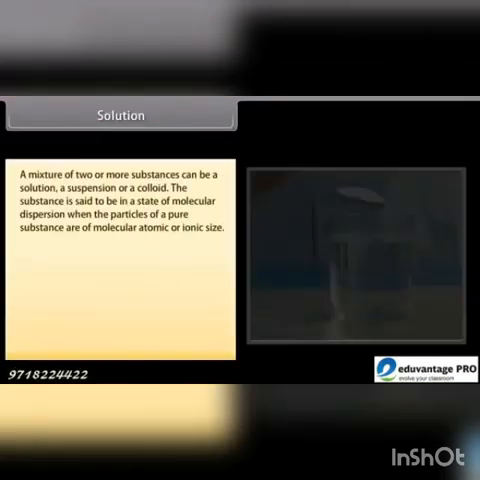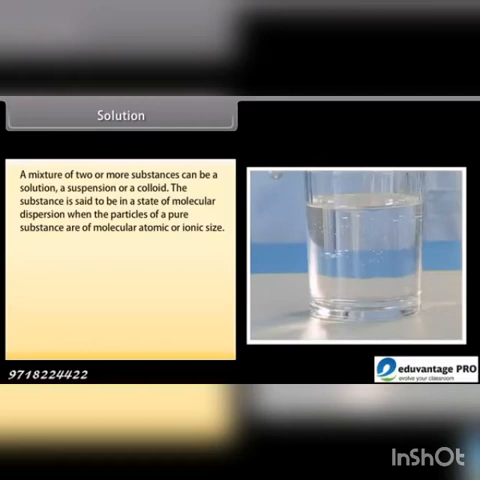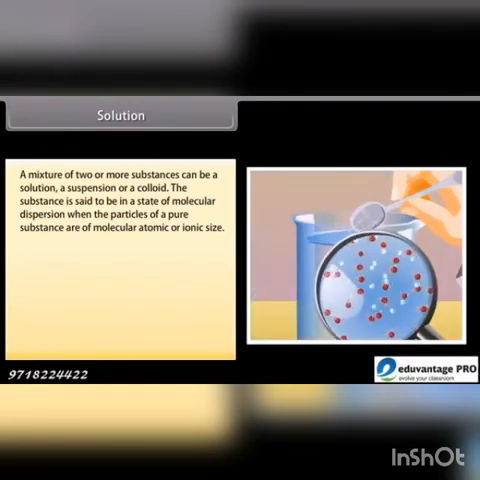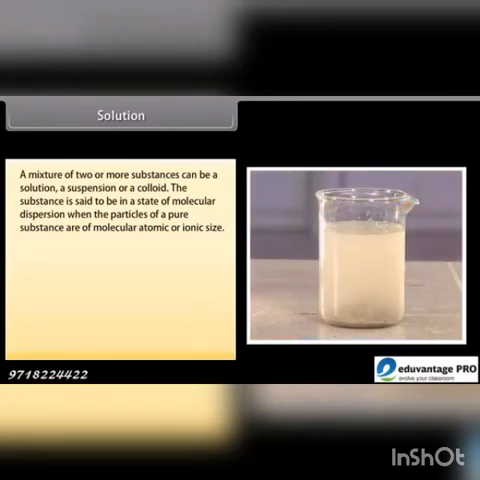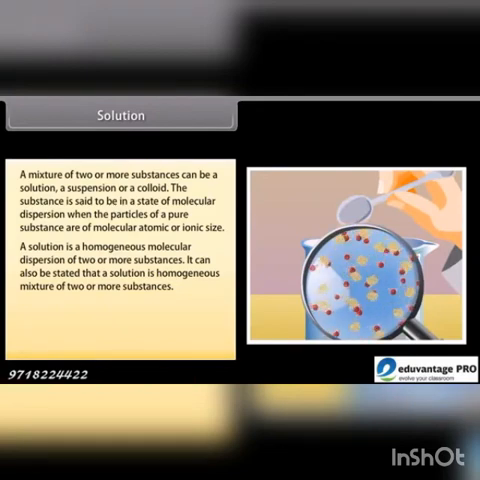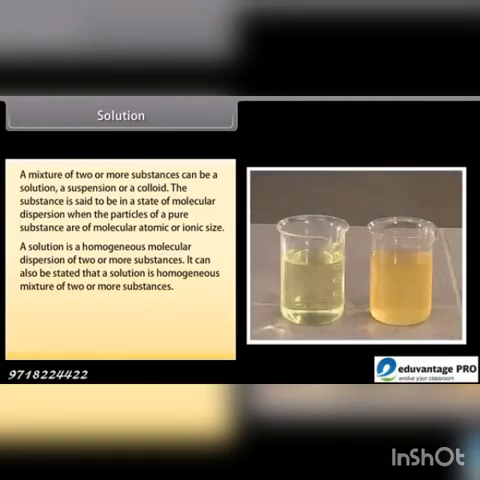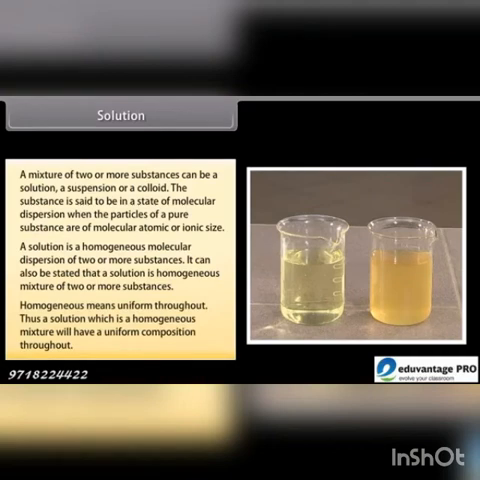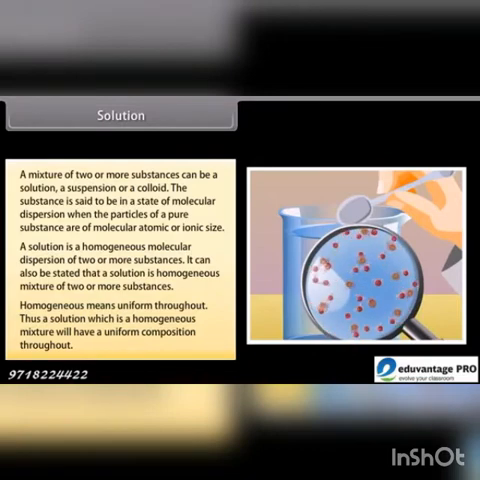Solution. A mixture of two or more substances can be a solution, a suspension, or a colloid. The substance is said to be in a state of molecular dispersion when the particles of a pure substance are of molecular, atomic or ionic size. A solution is a homogeneous molecular dispersion of two or more substances. It can also be stated that a solution is a homogeneous mixture of two or more substances. Homogeneous means uniform throughout. Thus, a solution which is a homogeneous mixture will have a uniform composition throughout.